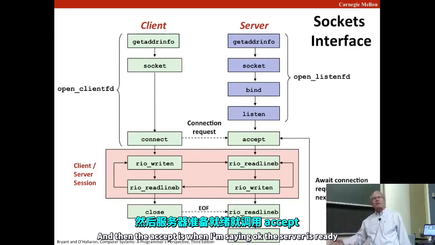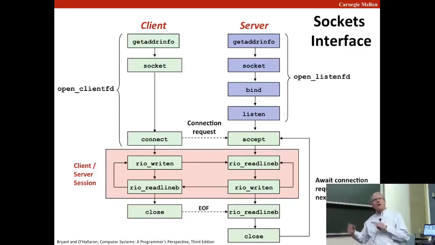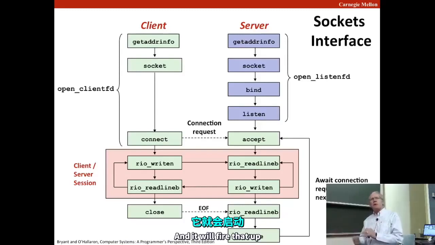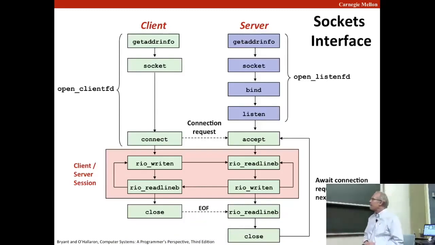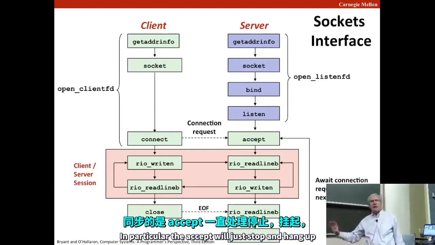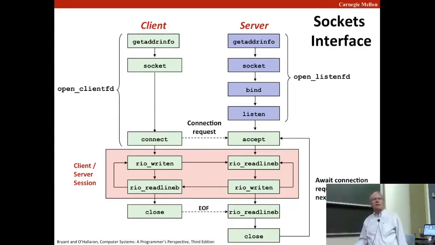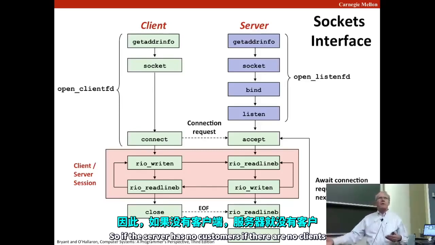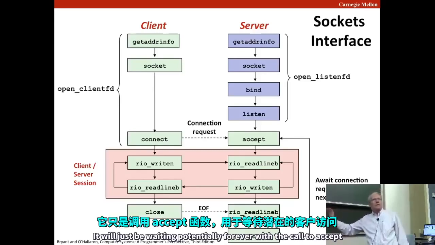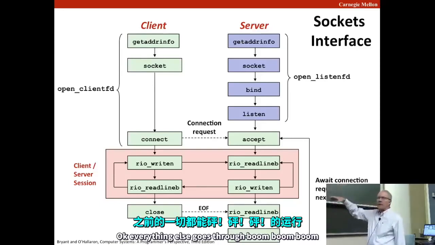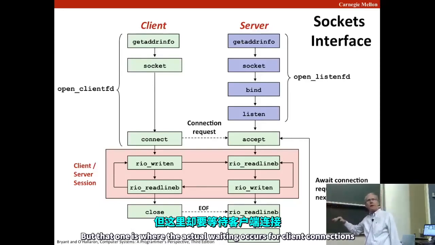And then the accept is when I'm saying, okay, the server's ready, I'm ready to accept requests, and it will fire that up. In particular, the accept will just stop and wait indefinitely until some connection request comes in. So if the server has no customers, if there are no clients, it will just be waiting potentially forever with the call to accept. Everything else goes through boom, boom, boom. But that one is where the actual waiting occurs for client connections.